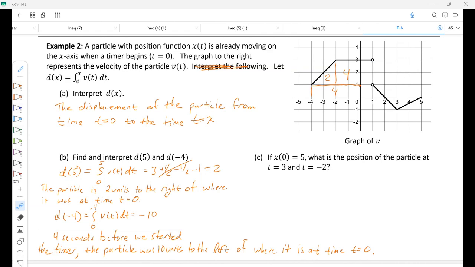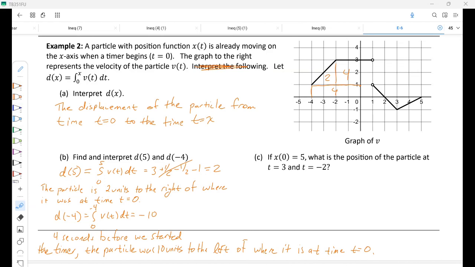Because if you go back to the beginning of the year when we took the derivative of this graph, we found out the acceleration. But now that we know how to integrate, that's what we're focused on. And we're going to integrate velocity to find the change in position or the displacement of the particle. So that's what we did in letter B.